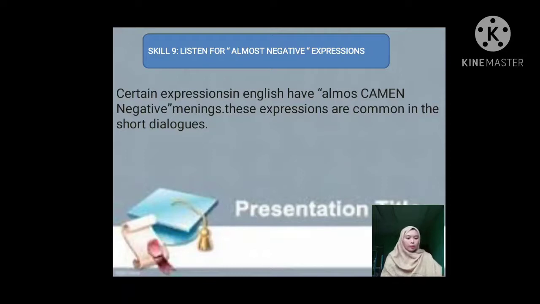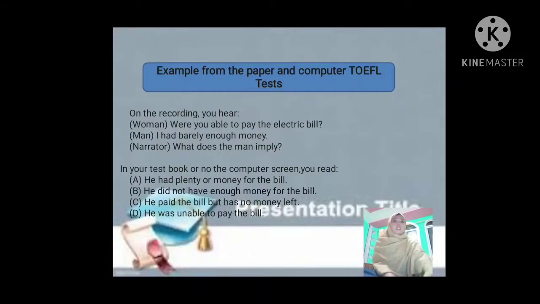Well, skill 9. Listen for almost negative expressions. Certain expressions in English have almost negative meanings. These expressions are common in the short dialogues. Well, here is an example from the paper and computer TOEFL test.